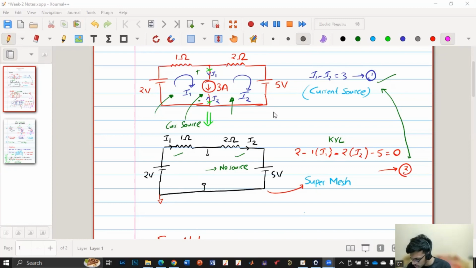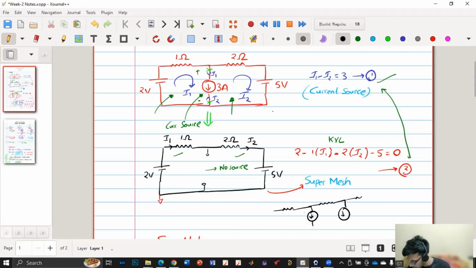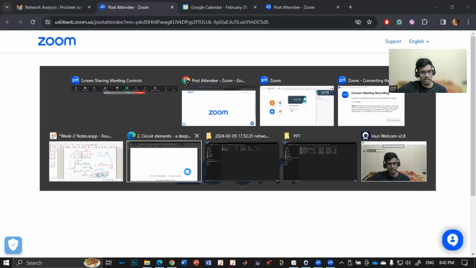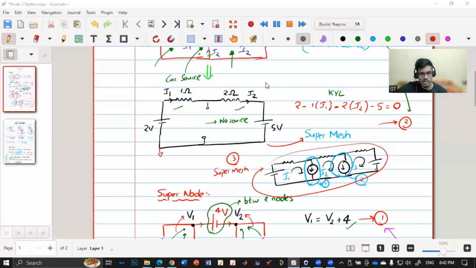See, what you are trying to say is, there is a current source here and a current source here. So I'll consider I1, I2, I3. From here I will get equation 1, the relation between I1 and I2. Similarly, for I2 and I3, I'll get another relation, equation 2. Now I'll remove both of them and consider the outer mesh, which is the supermesh. If we have two such sources, then from each source we'll get one equation.